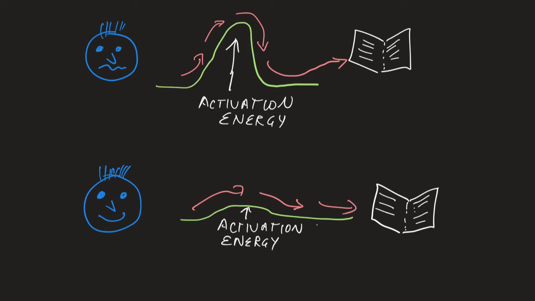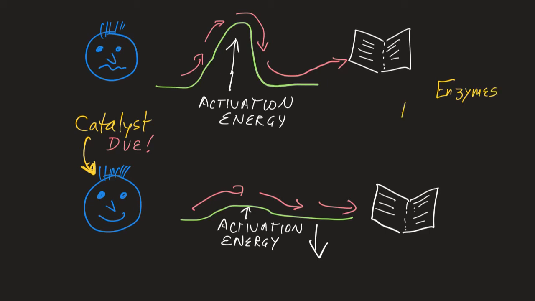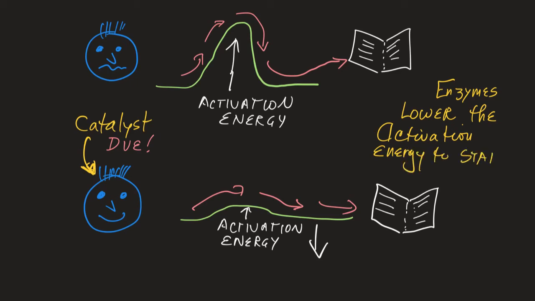Here the chemical reaction is the process of studying that you see here, that is shown by the book, and the enzyme or the catalyst lowers the activation energy required to start the reaction. So here we have it again. Enzymes lower the activation energy required to start a chemical reaction. It is a catalyst. The structure of an enzyme determines its function.